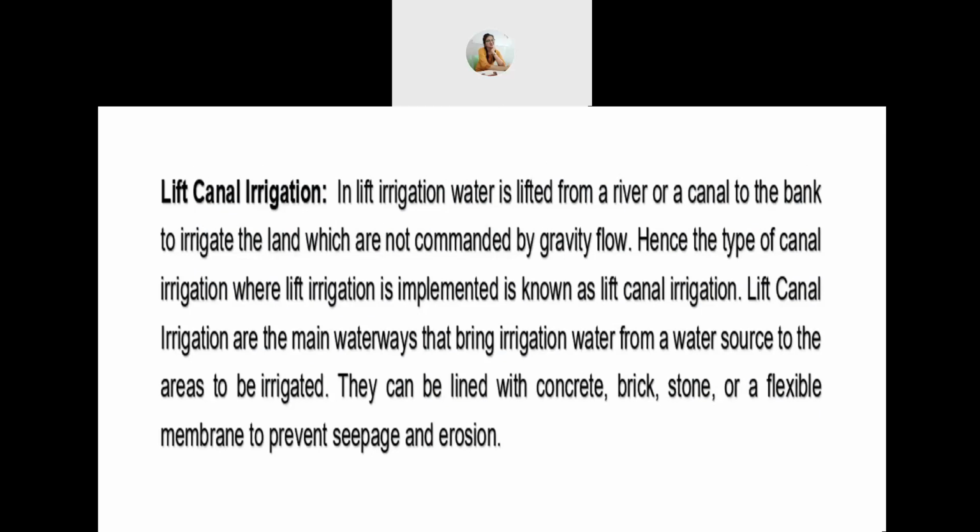Next, lift canal irrigation. In lift irrigation, water is lifted from a river or a canal to the bank to irrigate the land which is not commanded by gravity flow. Hence, the type of canal irrigation where lift irrigation is implemented is known as lift canal irrigation. Lift canals are the main waterways that bring irrigation water from a water source to the areas to be irrigated. They can be lined with concrete, brick, stone, or a flexible membrane to prevent seepage and erosion.